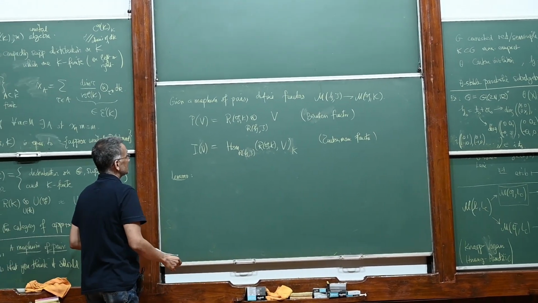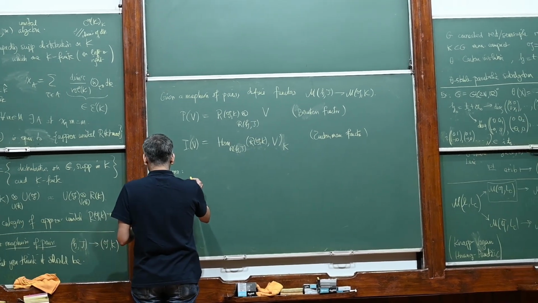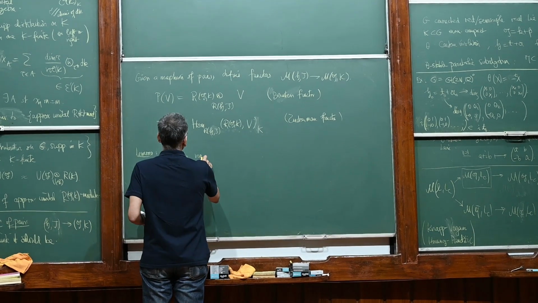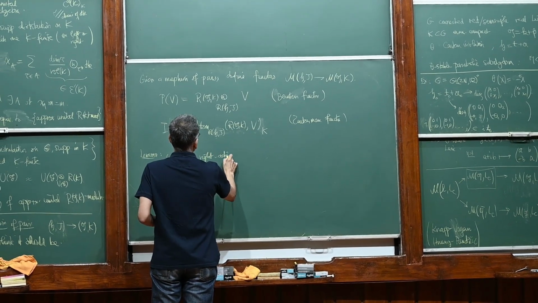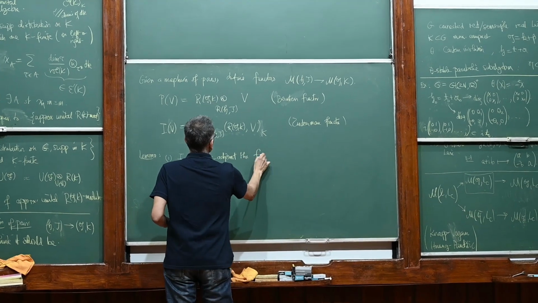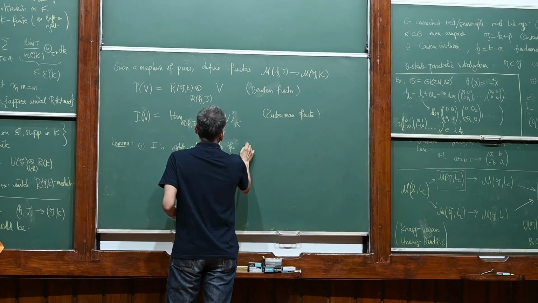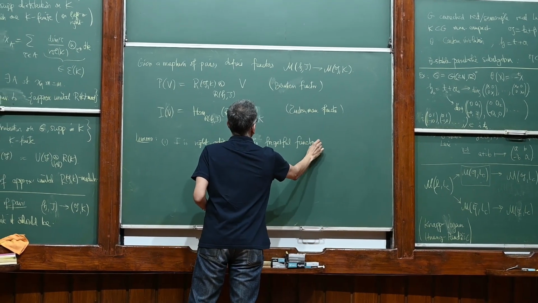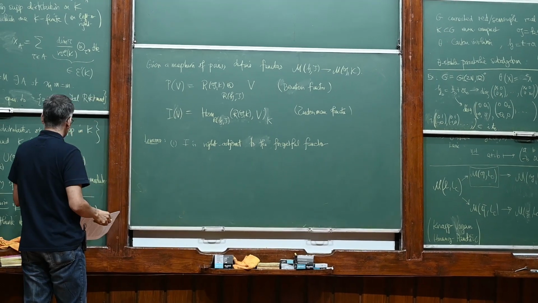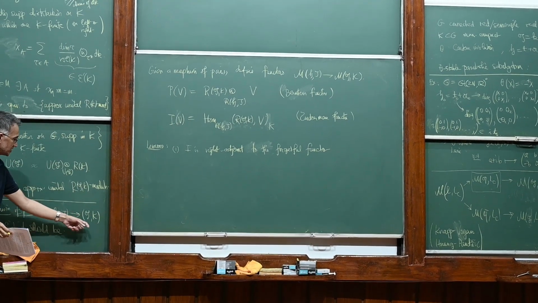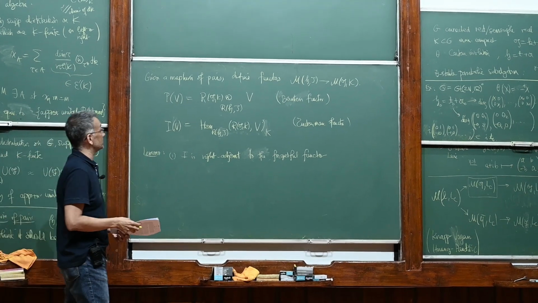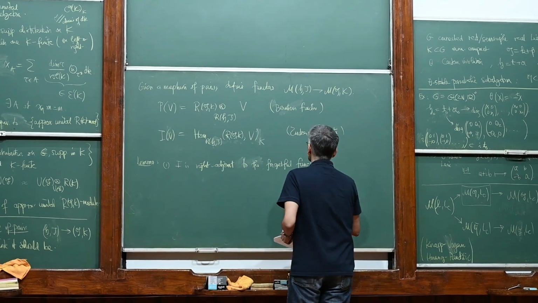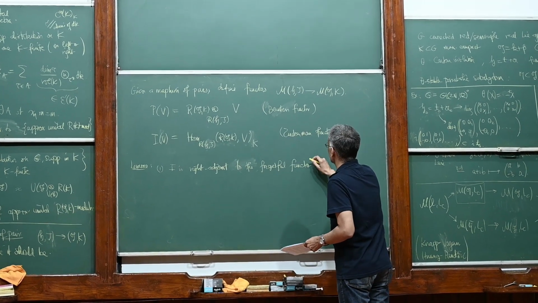Okay, so the lemma is the following, there are two statements. So one is I is right adjoint to the forgetful functor. Okay, so there's a forgetful functor which simply takes a GK module and just restricts it as an HJ module. As a corollary, this means, since it's right adjoint to an exact functor, this is exact.